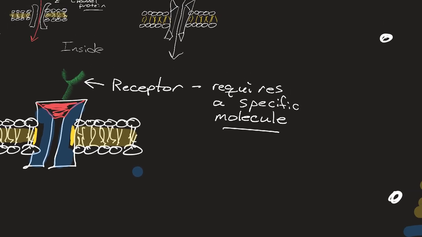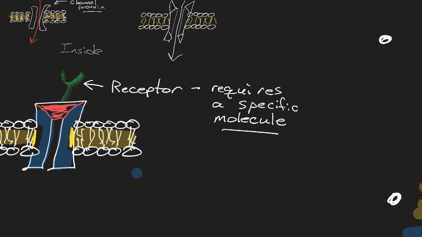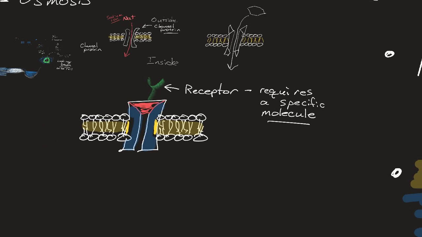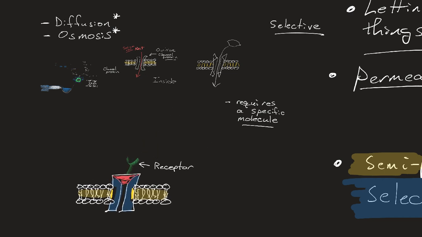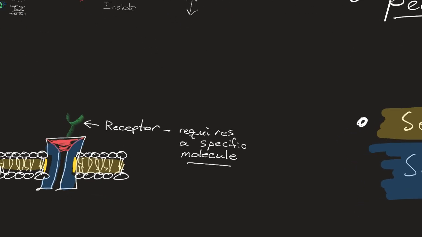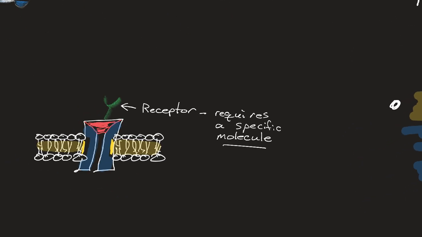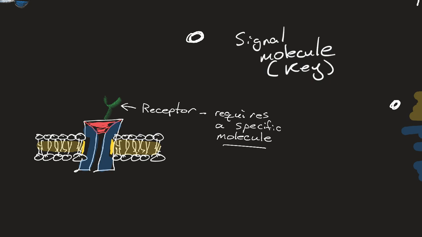So this is the receptor, and usually there are several words that people might use, but the receptor requires a signal. You need a signal molecule. Another word for that is a key. All right. So you have this signal molecule, the shape.